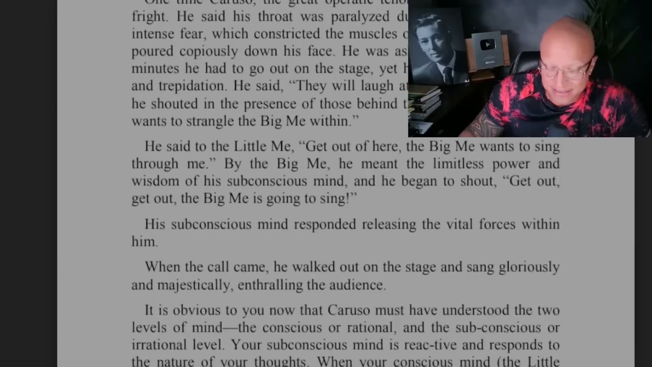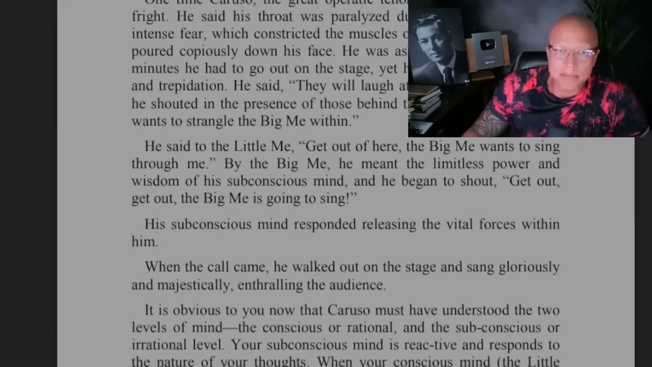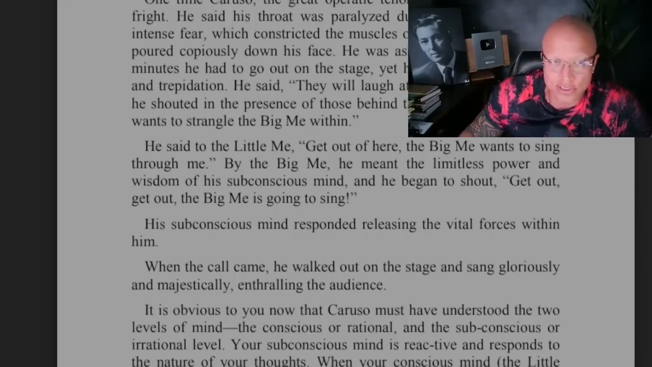So he commanded his conscious mind to stop taking control and allow the limitless power and wisdom of his subconscious mind to take control. So his subconscious mind responded, releasing the vital forces within him. When the call came, he walked out on the stage and sang gloriously and majestically, enthralling the audience.